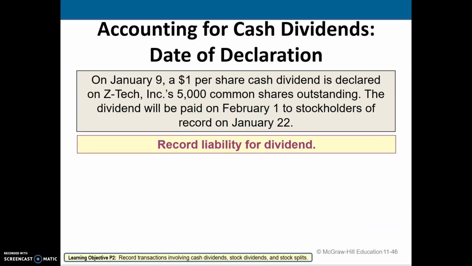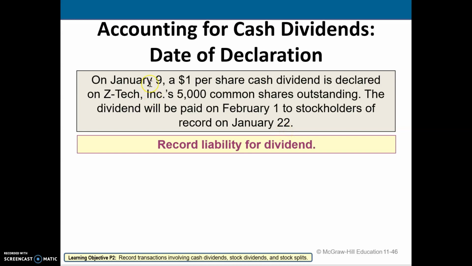So here's an example. On January 9th, a $1 per share cash dividend is declared, and there's 5,000 common shares outstanding. So the dividend goes on the outstanding shares, the ones that are in the hands of shareholders. The treasury shares will not receive the dividend. Okay, so they're not going to pay the dividend until February 1st. The date of record is January 22nd. So whoever owns the stock at the close of trading on January 22nd is going to receive the dividend.